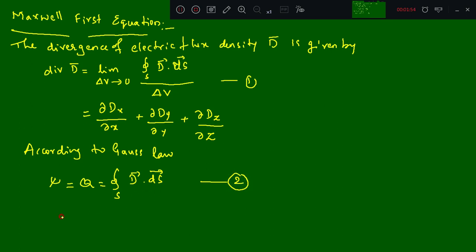Then if I want to express equation number 2 in terms of unit volume basis, you can take Q divided by delta V is equal to surface integral D dot dS divided by delta V. This is the unit volume basis.